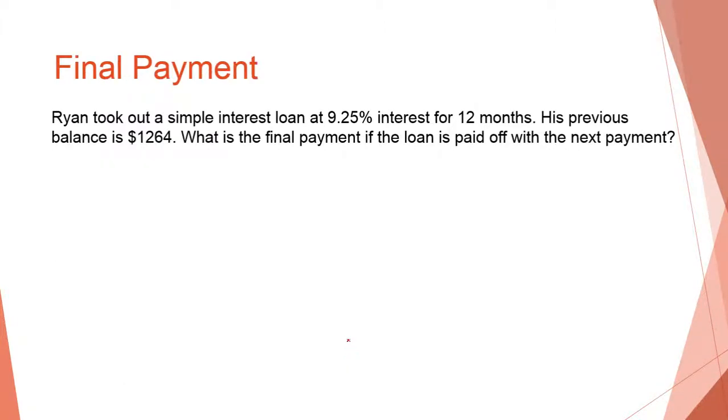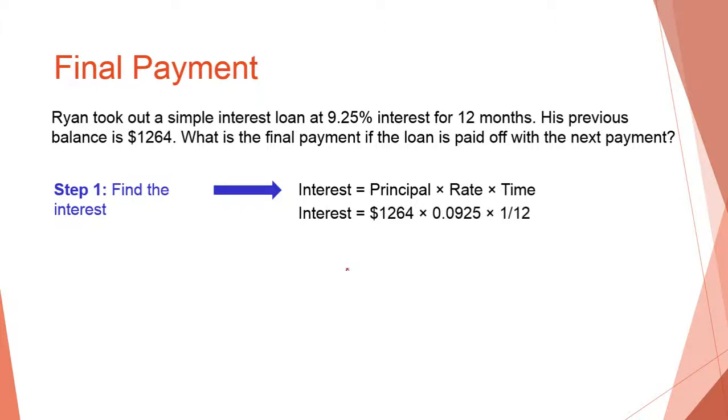Alright, final payment. So Ryan took out a simple interest loan at 9.25% interest for 12 months. His previous balance is $1,264. What is the final payment if the loan is paid off with the next payment? So first step, find the interest. Same thing, $1,264 times 0.0925 times 1 over 12, giving us an interest of $9.74.